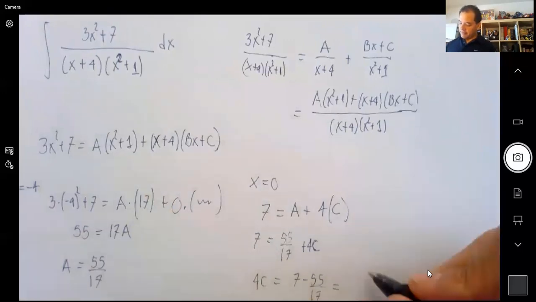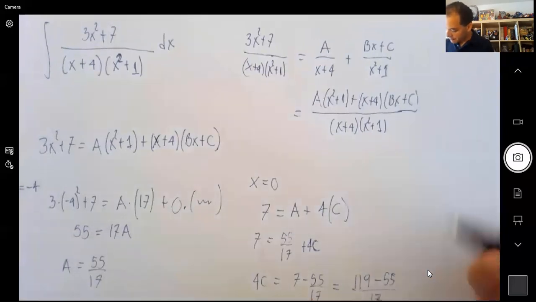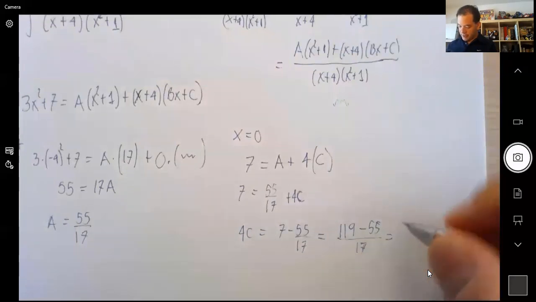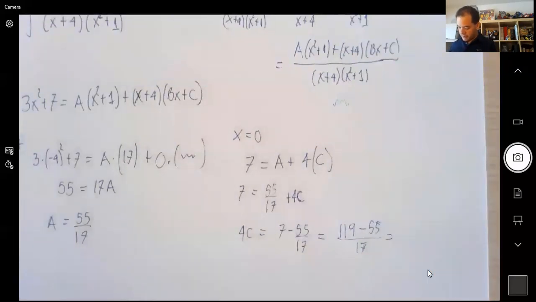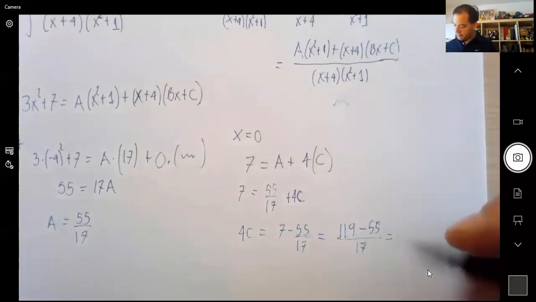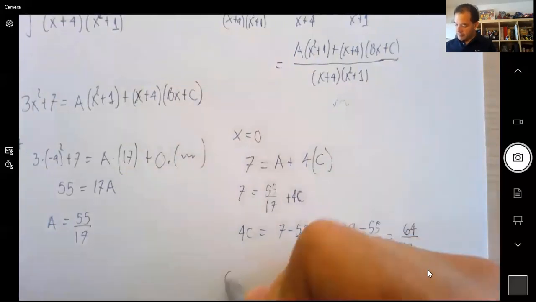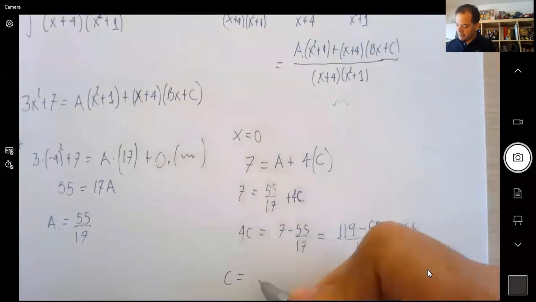So for C it will be 7 minus 55/17. And this is 119 minus 55 over 17. Oh, I'm running out of ink. Yeah, okay. 119 minus 55, so this is 64/17. So that means C is 16/17.